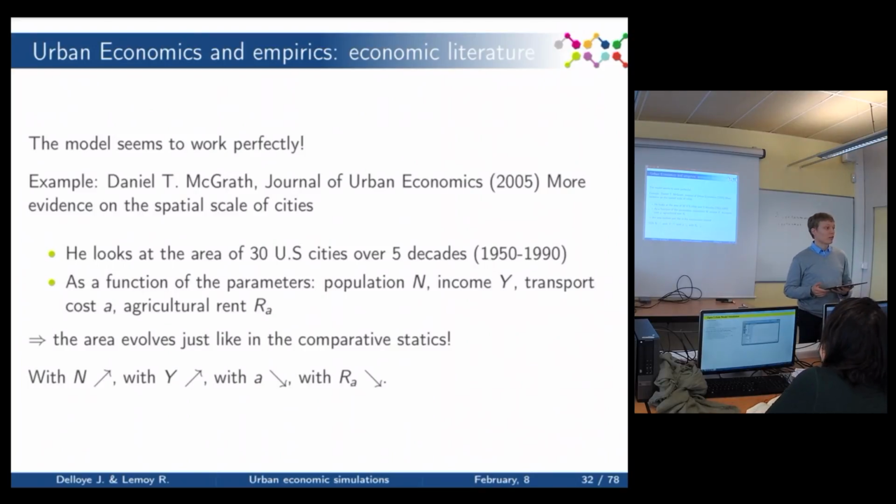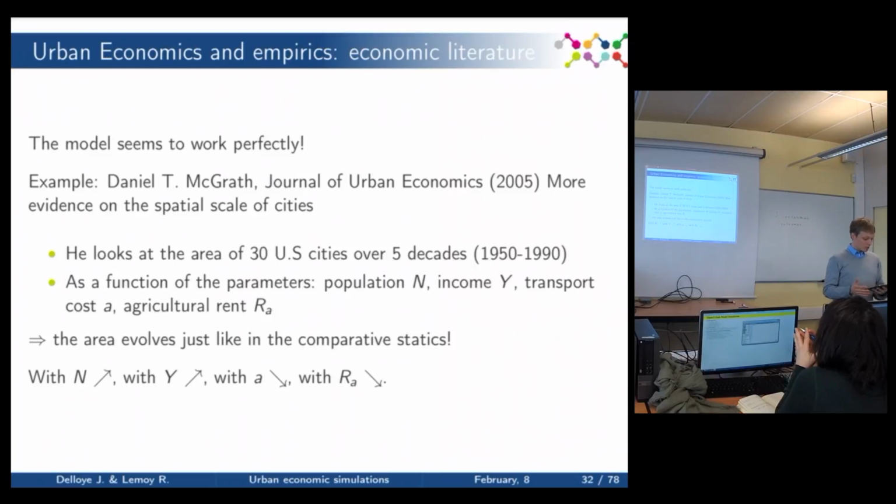When you look at empirical papers linked with this urban economic literature, you have the impression that the model works perfectly, actually, that it's extremely accurately describing what the city looks like, and it's explaining everything about the urban housing market. For example, I mentioned this nice paper by McGrath in 2005, More Evidence on the Spatial Scale of Cities. If you want, you can have a look.